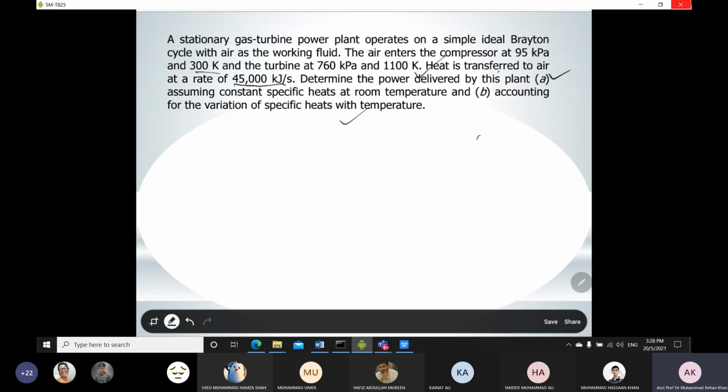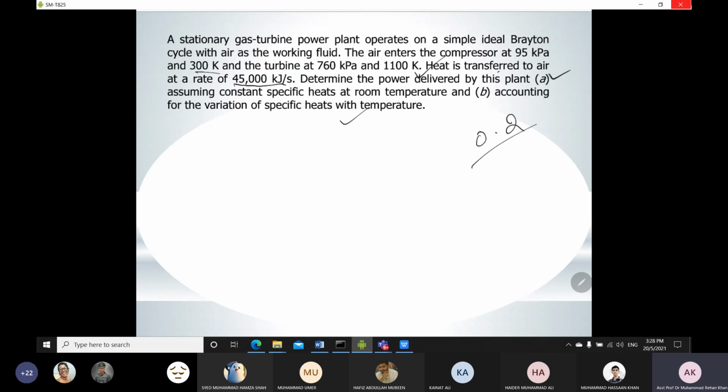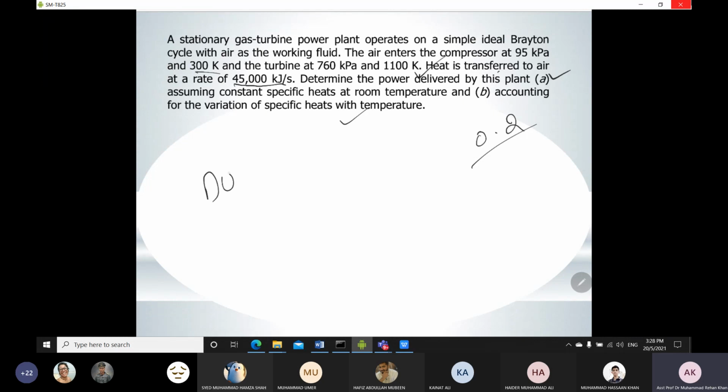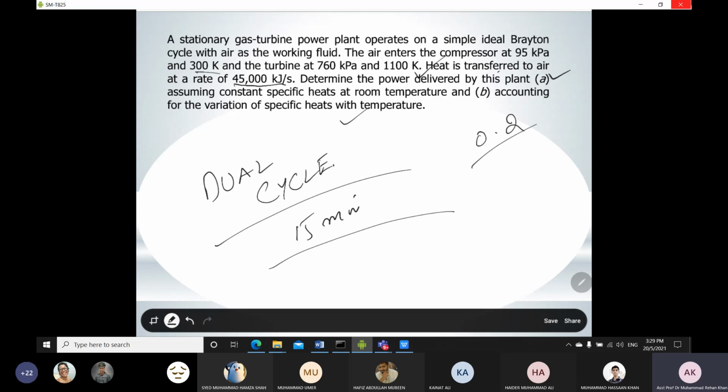Again, you will get 0.2 epsilon, and all the students will send it to me in a clear way. I will again remind you all that tomorrow there will be one quiz related to the dual cycle. It will be a 15-minute quiz, so be prepared for the quiz tomorrow by using the previous lecture on the dual cycle. If you have any questions, you can ask me, and then we will stop here.